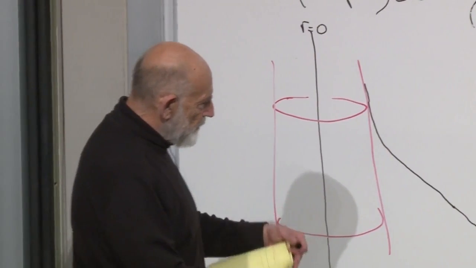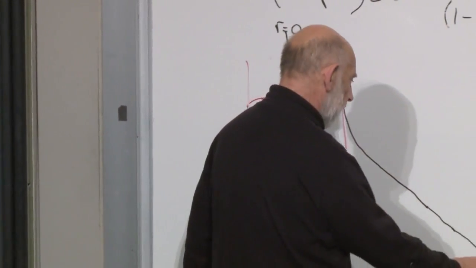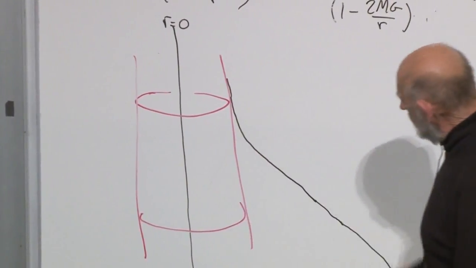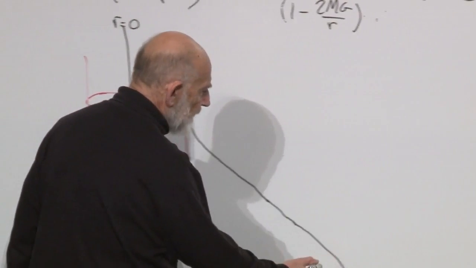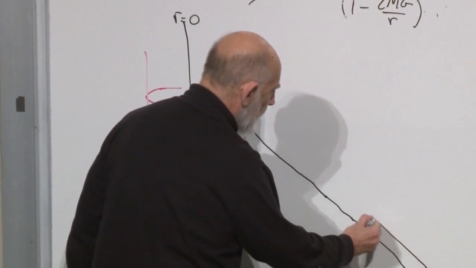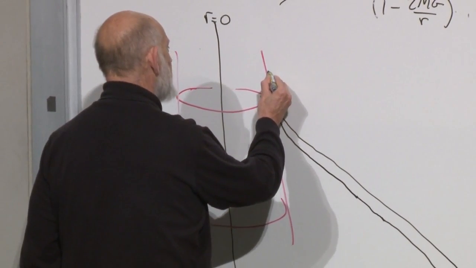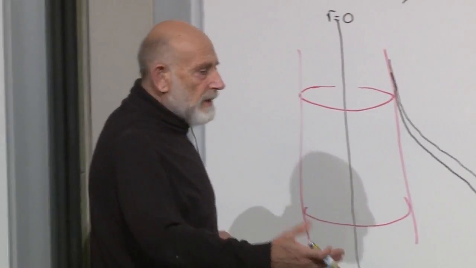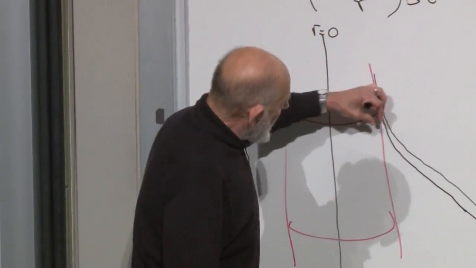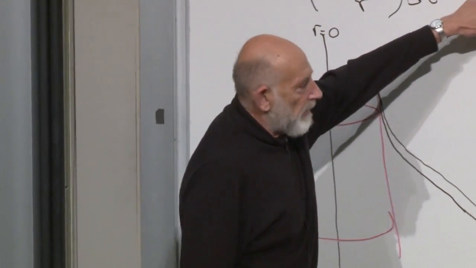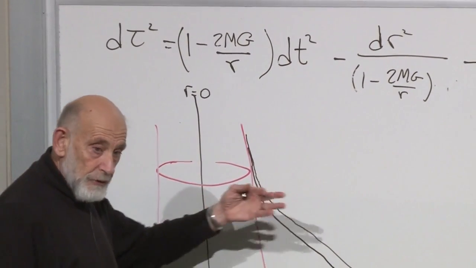If this object had a length, let's say it was a meter stick falling in the long way, the front end of the meter stick might look like that. The back end of the meter stick would do exactly the same thing. It would fall in, and it too would never cross the horizon. And so the only way to make sense out of this is to say, at least in these coordinates, the gap in r between the front end of the meter stick and the back end of the meter stick shrinks to 0.